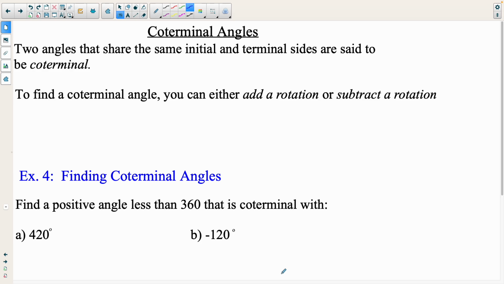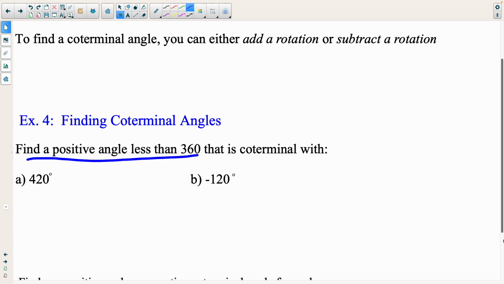So all you need to do is figure out how many times you have to add or subtract 360. And to do that, you just read whatever the constraints are in the instructions of the problem. It could be given in multiple ways. This one's saying find a positive angle less than 360. So positive means 0 to 360. So when we're starting with 420, and I need it to be between 0 and 360, that means I have to subtract a rotation, right? I need to get it within this constraint, so we subtract 360 here.